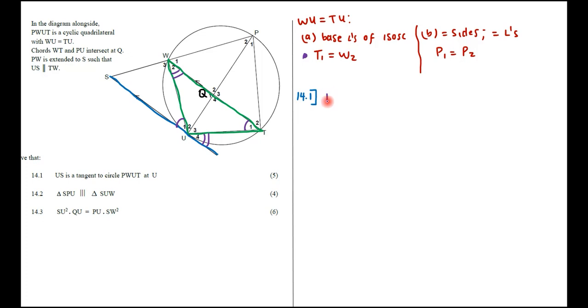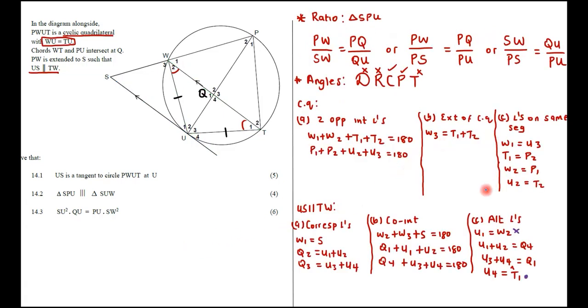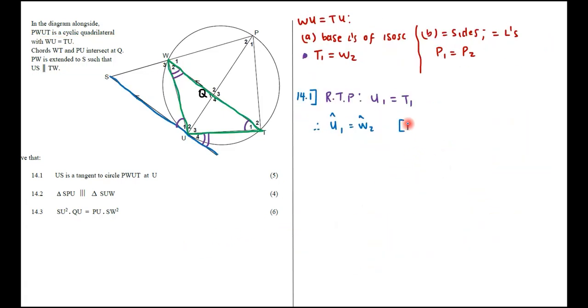So what I need to show is that U1 is the same as T1. How do I do that? I remember that we said U1 is equal to W2. Part of the reason for that was that they were alternate angles. So I'm going to write that alternate angles are equal, where US is parallel to TW. Then from there I will say T1.